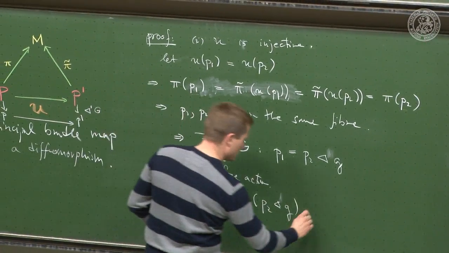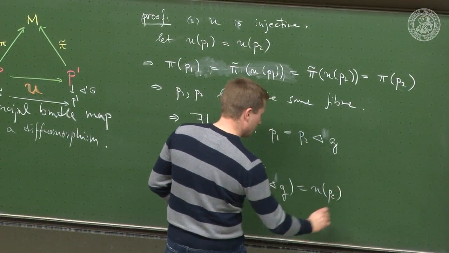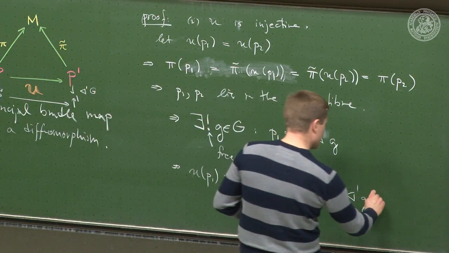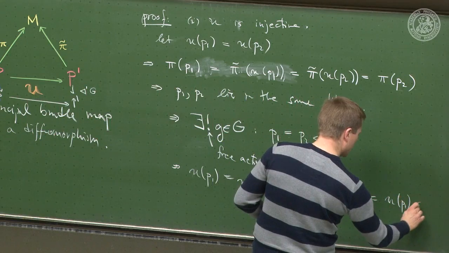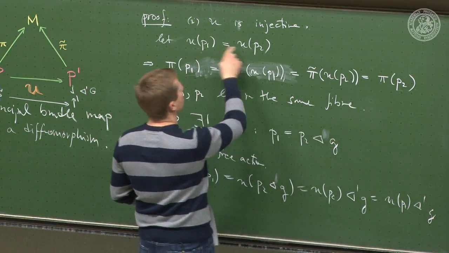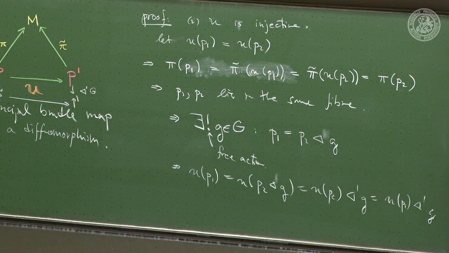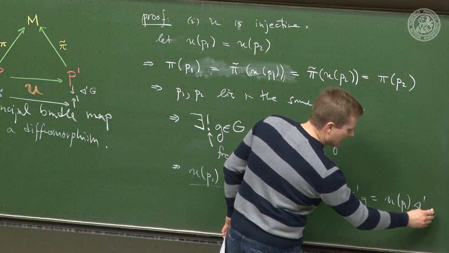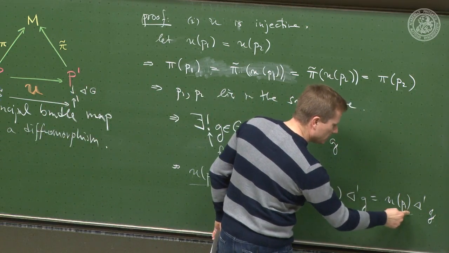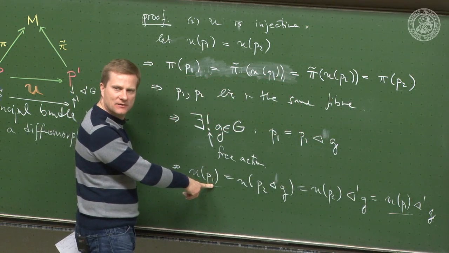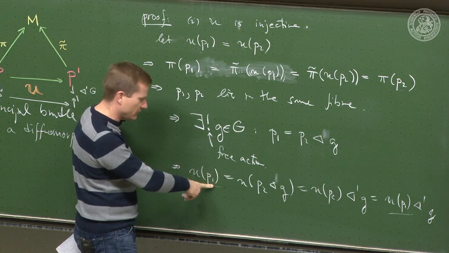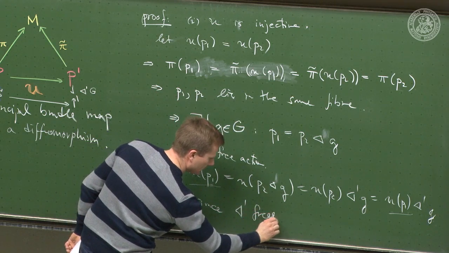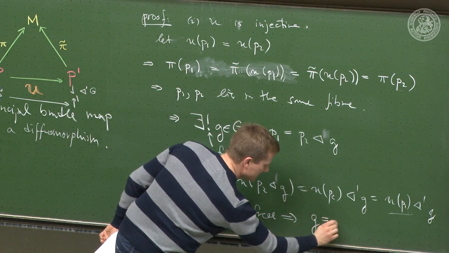We have this, exactly. And then we get U of P2, and then now we have the primed action of the G. But now we know that this is simply U of P1, the primed action of G. Why is that? Well, because U of P1 is U of P2, so we can replace those. And now we see U of P1, that means the action of an element G on U of P1 doesn't change the element, right? And because the action is free, it follows that the G must be the identity.